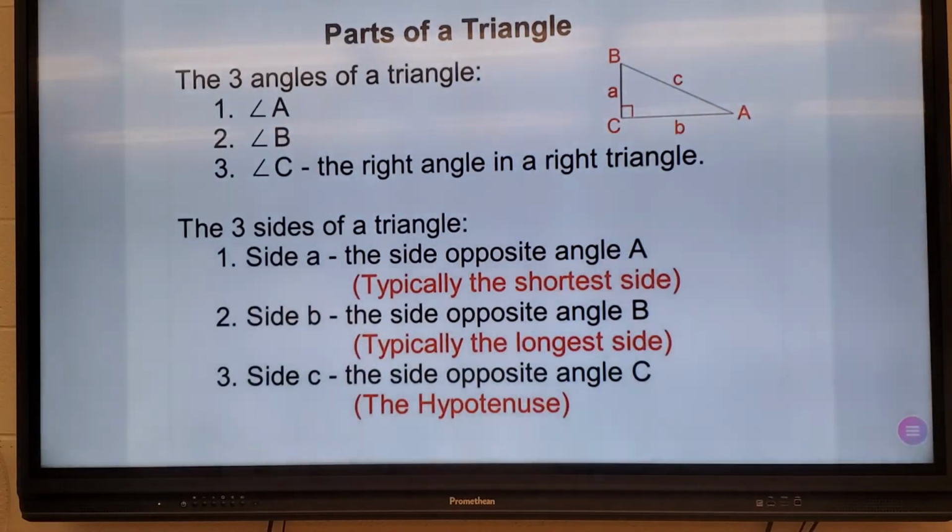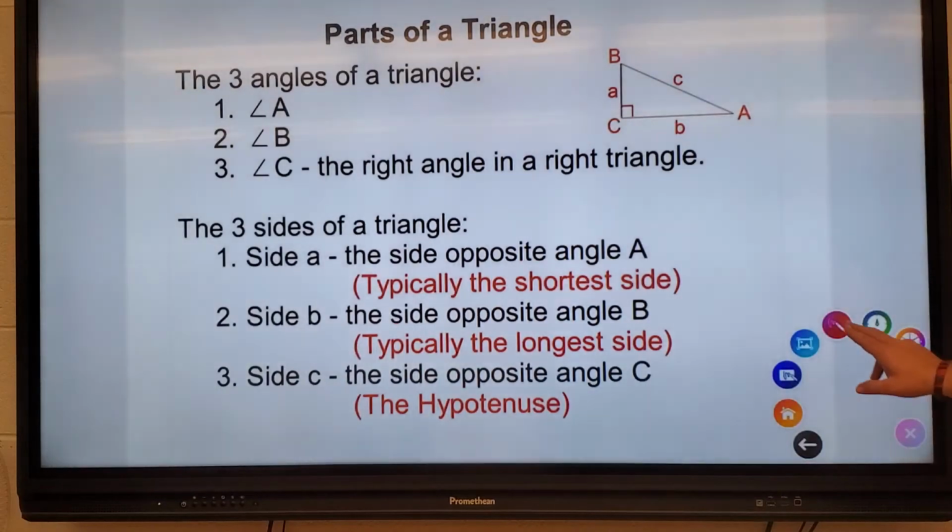Okay, parts of a triangle. There are 3 angles of a triangle. Again, they add up to 180 degrees, but that's not for the purpose of this section. If you look at the top right-hand corner there, I also labeled it differently than I said I would. So let me go ahead and change that actually.